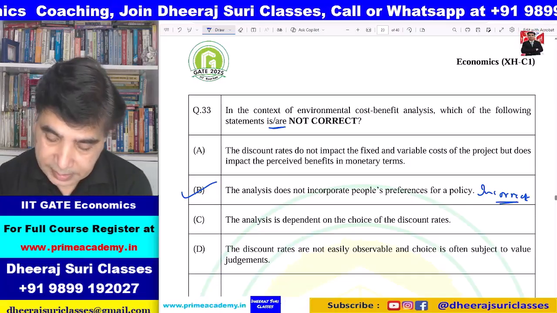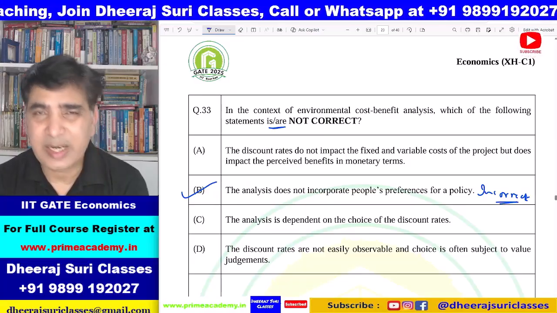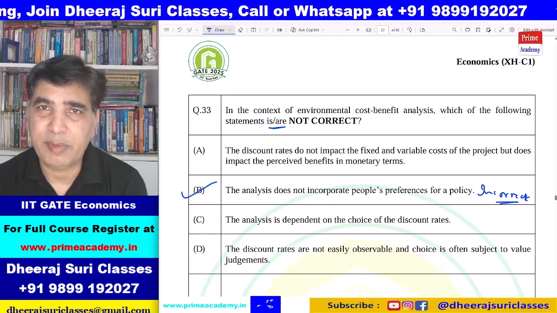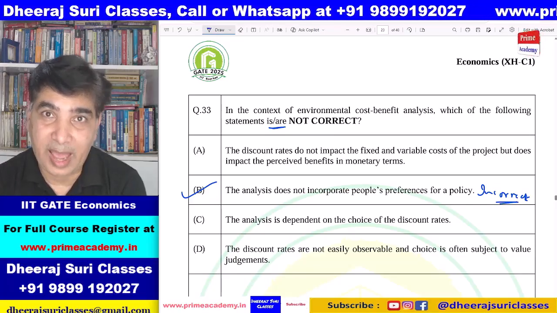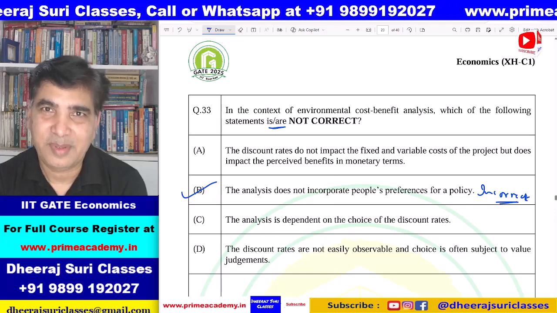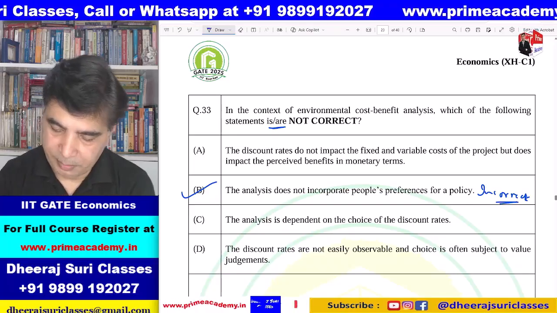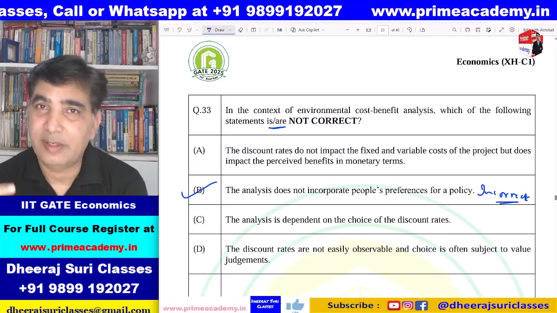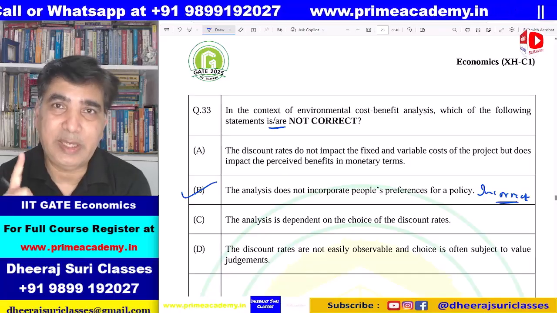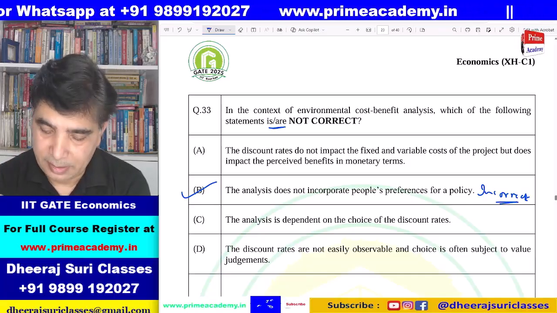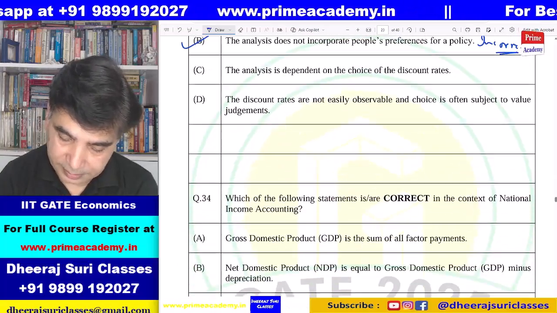Now D says discount rates are not easily observable and the choice is often subject to value judgment. Certainly it is correct. As I mentioned, different people and different firms can have different discount rates, and nobody will tell you what discount rates they are using. It is something very subjective and it can be different for different people or firms. So D is also a correct statement, but we have to find something which is incorrect. So only one statement is incorrect, and that is B. So B is the right answer, and A, C and D are correct statements, so they are not our answers.